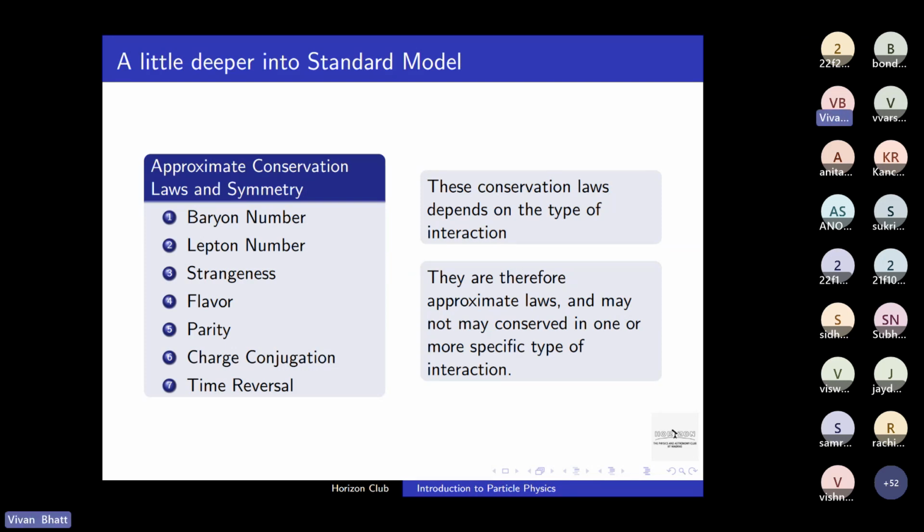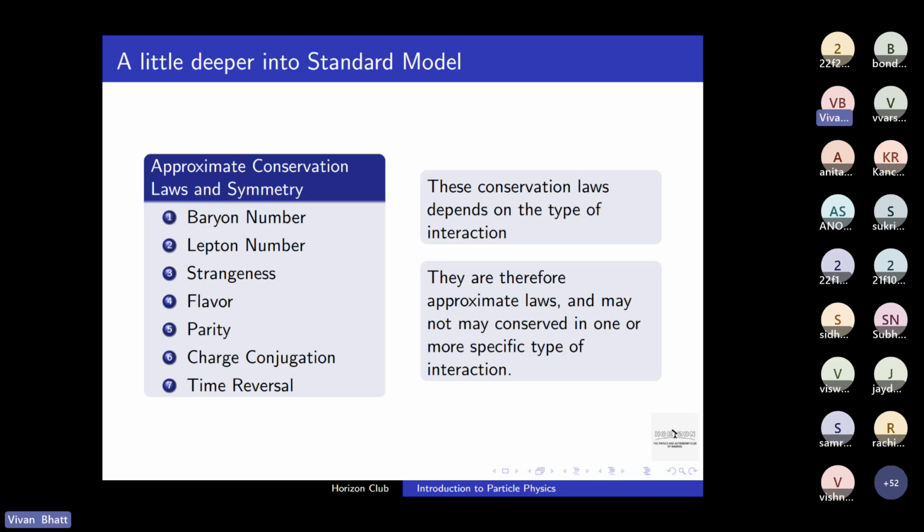Now, parity and charge conjugation have been discussed by Anushka earlier, so I won't spend a lot of time detailing that because we're running short of time as well. But time reversal is essentially going from the universe evolving, you just say reversing the arrow of time.